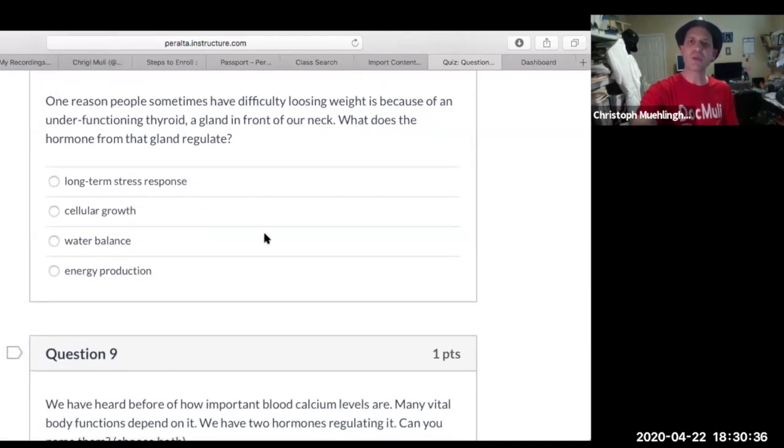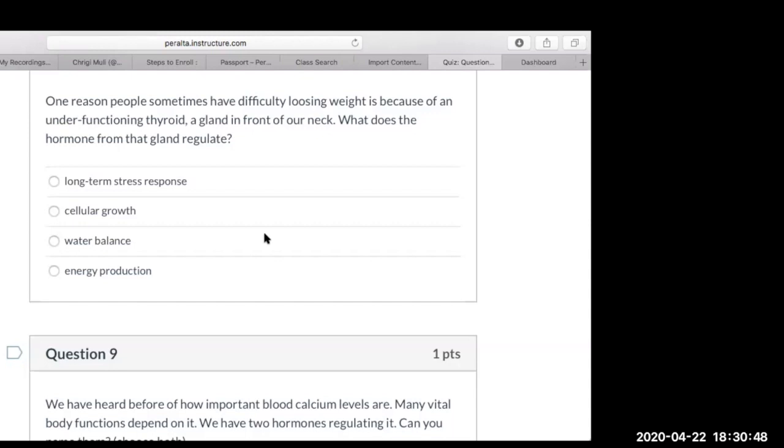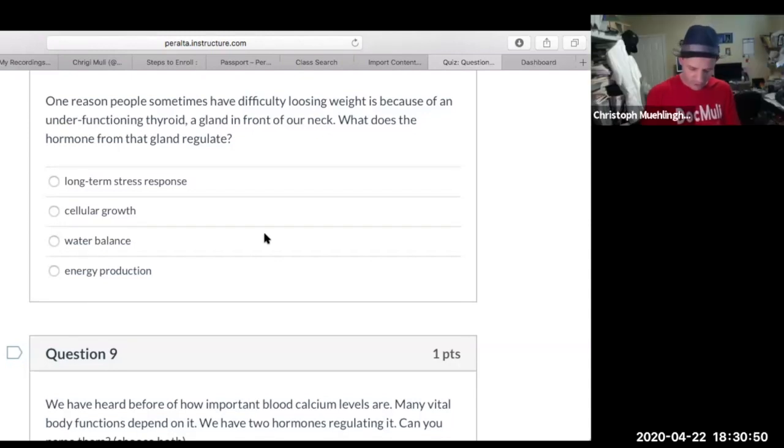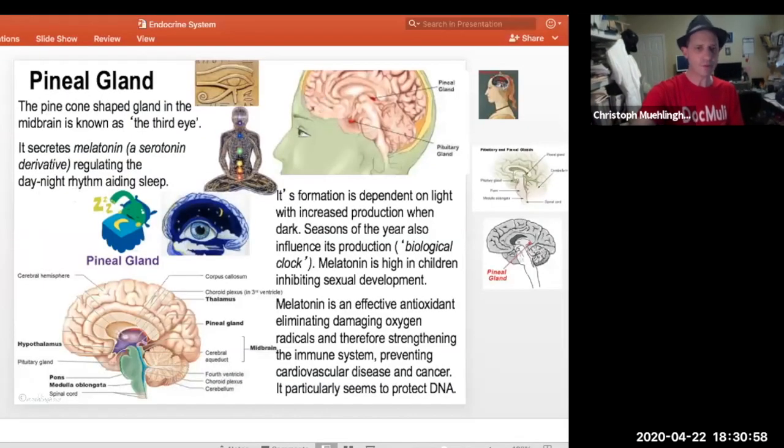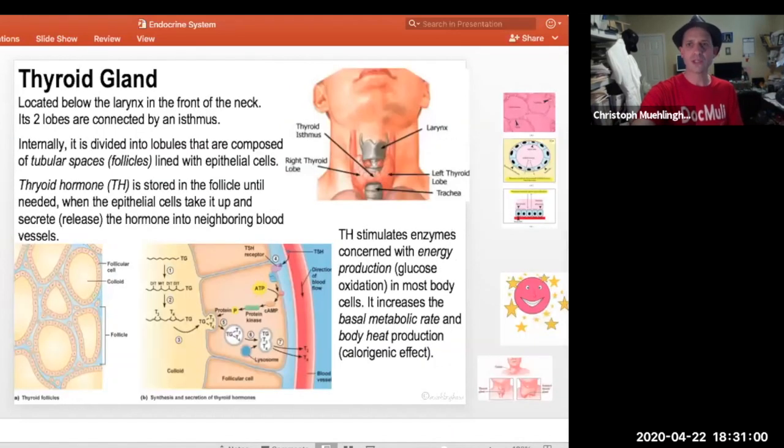One reason people sometimes have difficulty losing weight is because of an underfunctioning thyroid, a gland in the front of the neck. What does the hormone from that gland regulate? Energy production. Alice, energy production. That's right. So if you were feeling sluggish all the time, it could be because you're anemic, potentially, or not sleeping enough, or sleeping too much. That's also potential. The inertia is hard to get over sometimes, especially during the corona when these Netflix things are happening in my head.